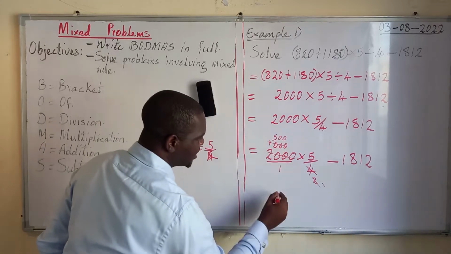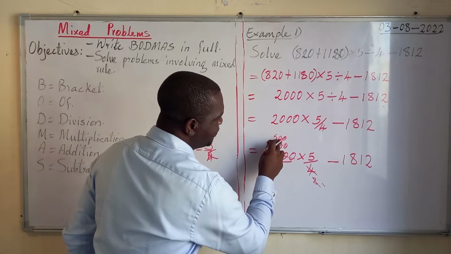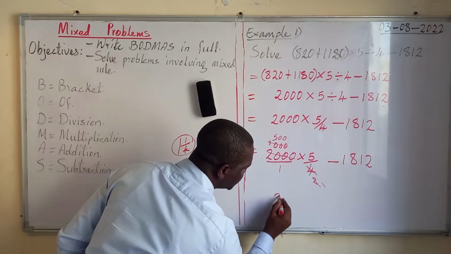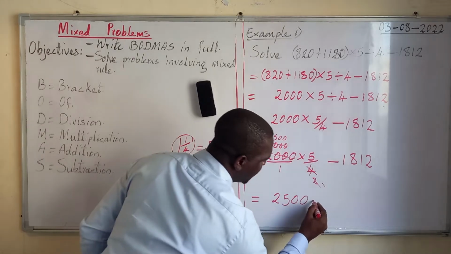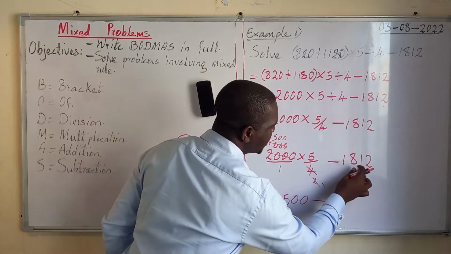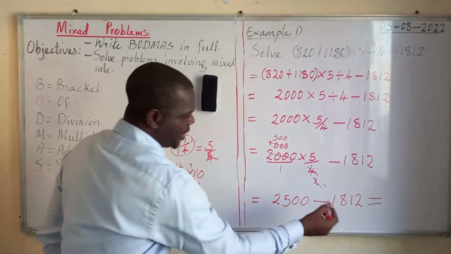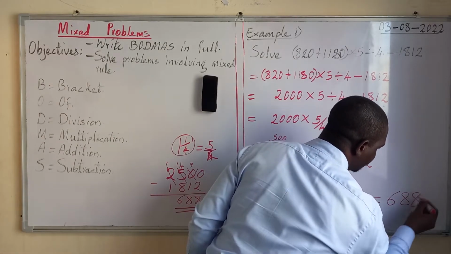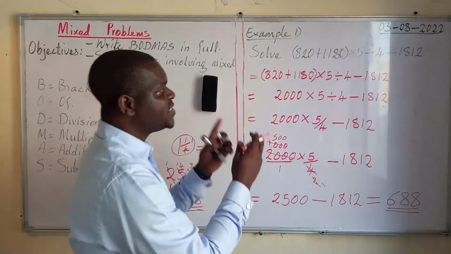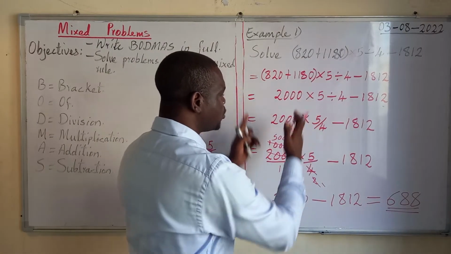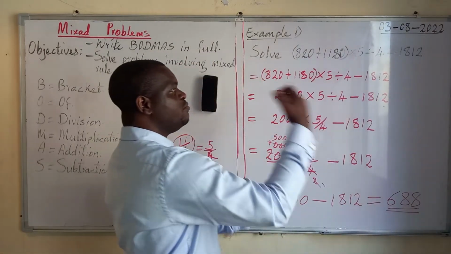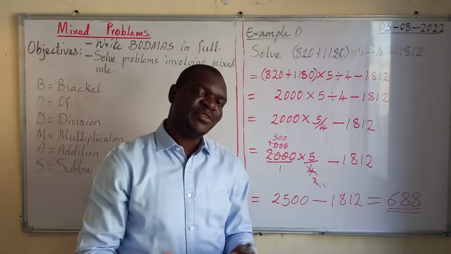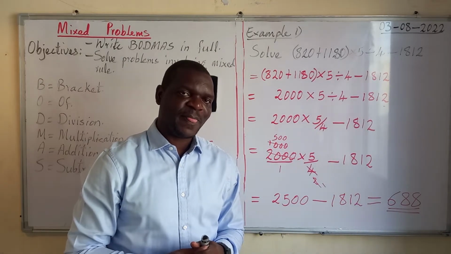1812. What's the answer we have left? 500 times 5 will give 2500 minus 1812. So our answer will be 688. Always make sure you maintain the position of the numbers so that you don't mix it up, because if you started with this and you change it to the right or to the left, it will give you a wrong answer.